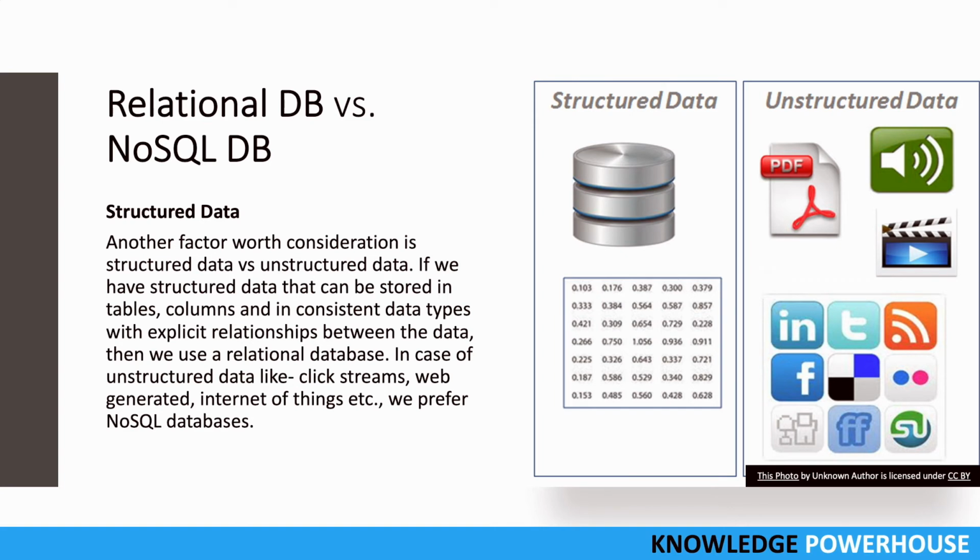Then comes the choice of structured data versus unstructured data. We have structured data like a table, and unstructured data is like PDFs, audio files, video files, some social media data. All of those are examples of unstructured data. If we have structured data, we can store it in tables with columns of consistent data types. Then we can use a relational DB, and we can maintain the relationships between this data, with an entity relationship kind of scenario. Whereas if we have unstructured data, with no entities, like click streams of web-generated data, or Internet of Things IoT devices generating data, in that case we prefer a NoSQL database.